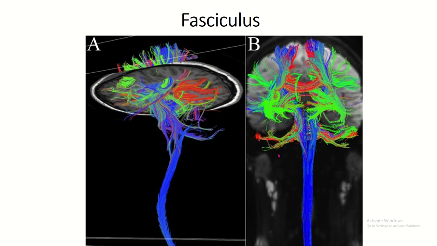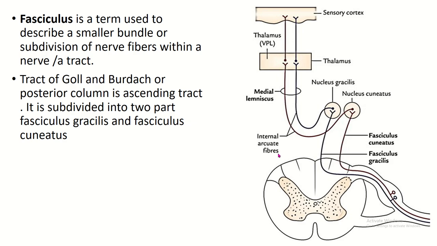Now, fasciculus. Fasciculus is a term used to describe a small bundle or subdivision of the nerve fibers within a nerve or tract. So, this is the tract of Goll and the tract of Burdach. It is subdivided into two parts, fasciculus gracilis and fasciculus cuneatus.